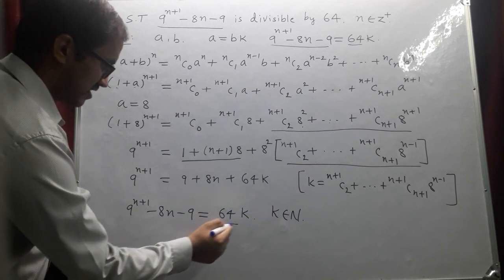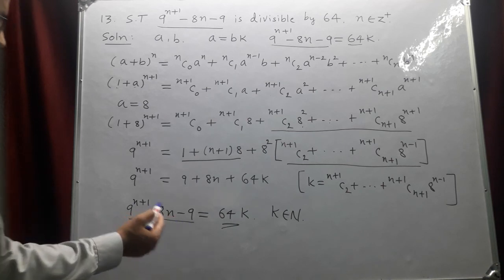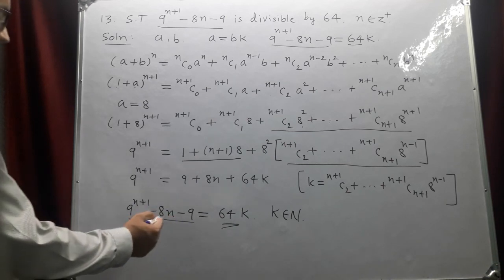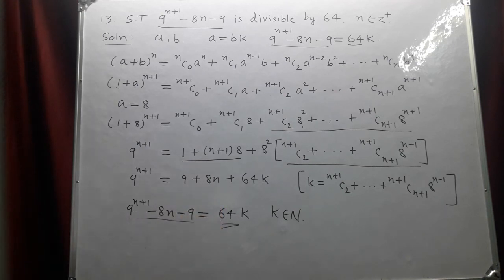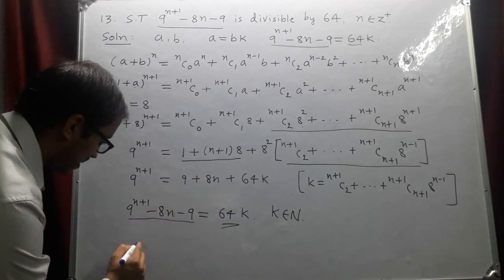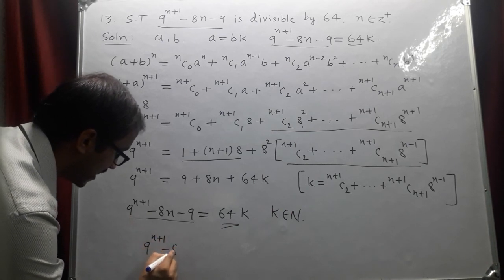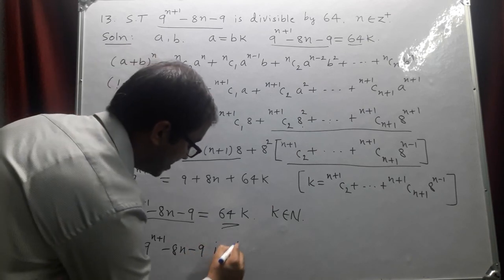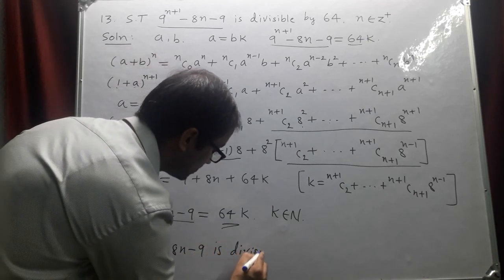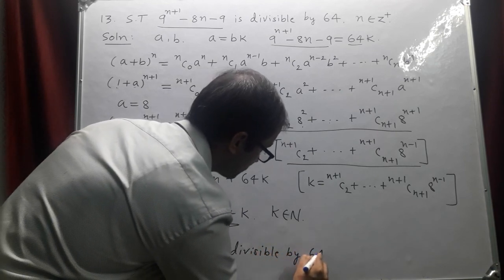So what we can conclude? We can conclude that this quantity, that is 9 power n plus 1 minus 8n minus 9, is divisible by 64. So we can conclude that 9 power n plus 1 minus 8n minus 9 is divisible by 64.